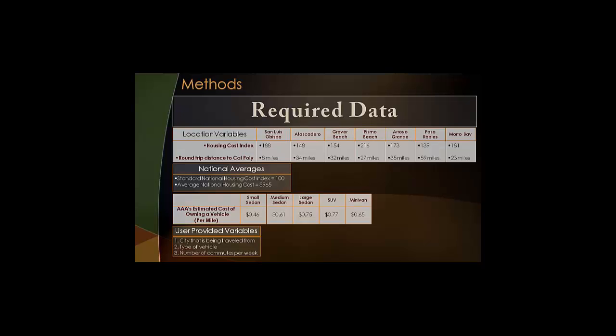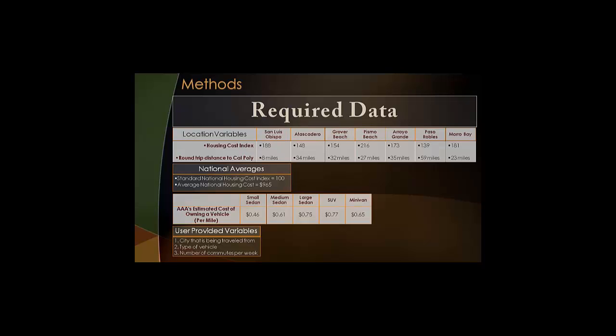To calculate the cost of commuting, I use AAA's estimated cost of operating a vehicle per mile, which varies depending on the type of car being driven. These costs range from a minimum of 46 cents per mile for a small sedan, up to 77 cents per mile in an SUV. These estimates take into account factors such as insurance, registration, car maintenance, taxes, and depreciation.